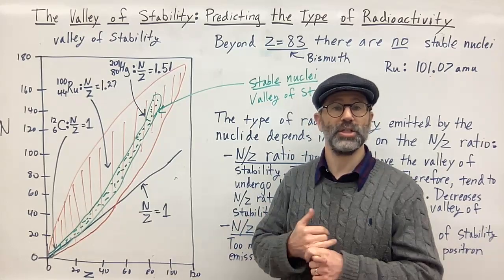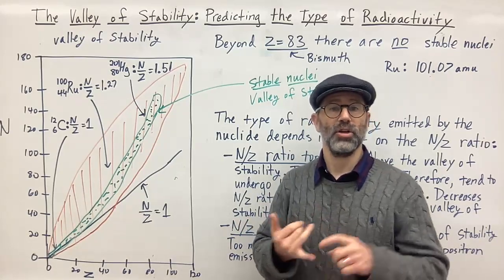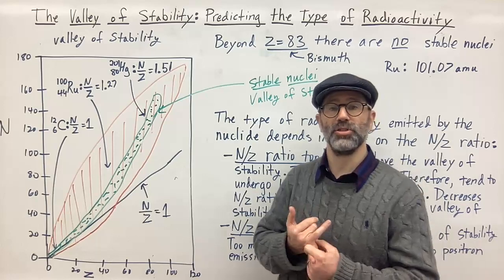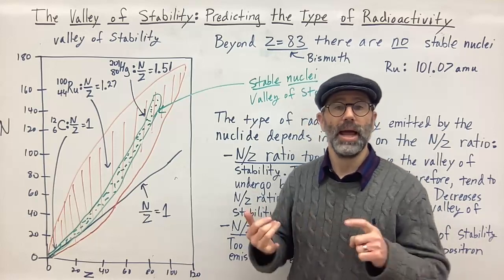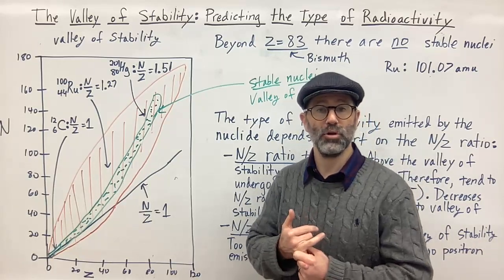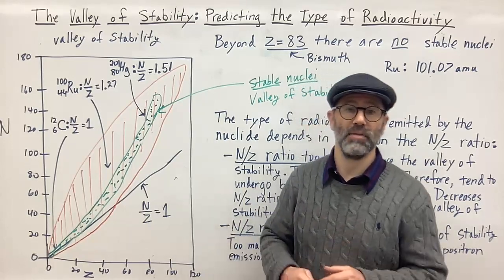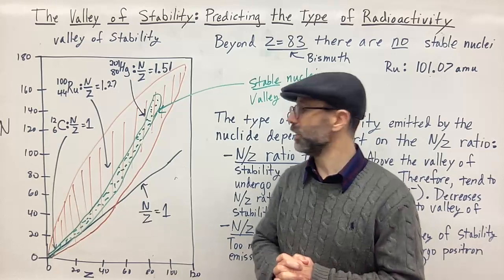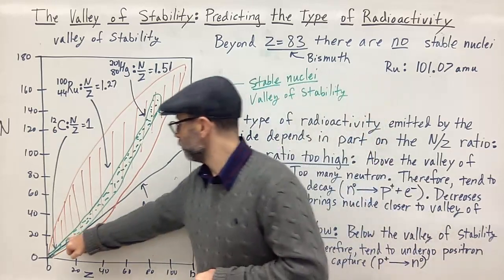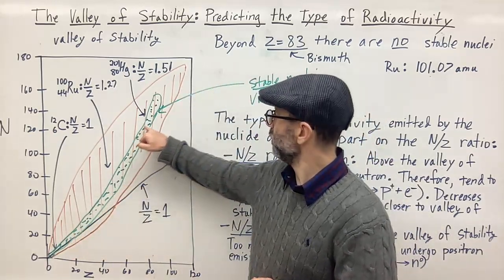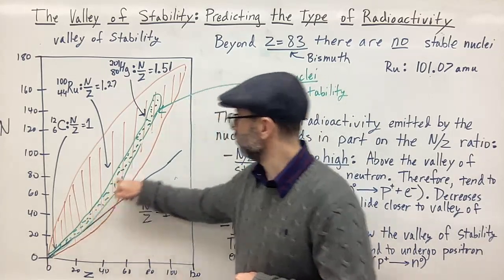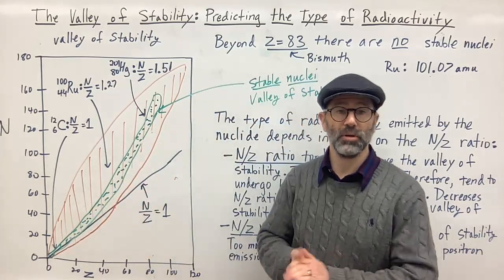You can figure out what the ratio of the isotope is because you know how many protons it has because you know the element symbol, and you know the number of neutrons because you're going to be given the mass number of that particular isotope, and you can figure out the ratio. And then you can figure out, is the ratio within the band of stability? If it is, then you know it's going to be stable.